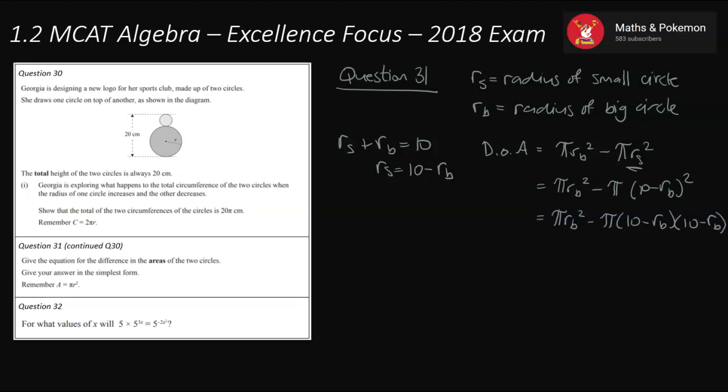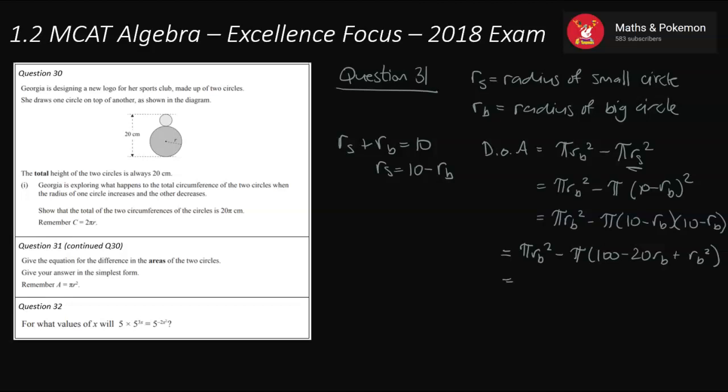I'm now going to expand my bracket. When I expand that, I'm just going to move a bit over for some extra room for working. We've got pi RB squared minus pi, and in our bracket we've got 100 minus 20 RB plus RB squared, close bracket, and I'm going to expand this here to get that pi everywhere as well.